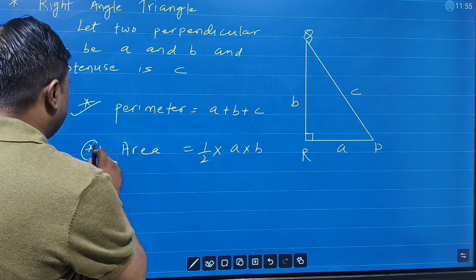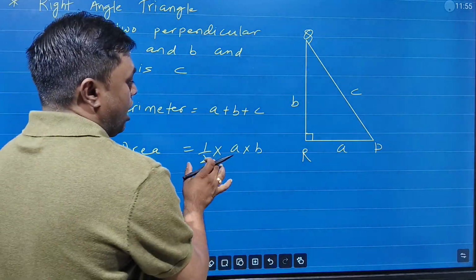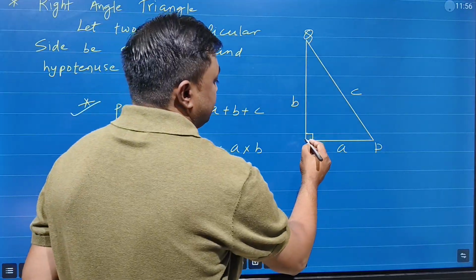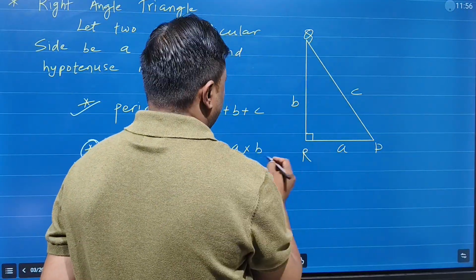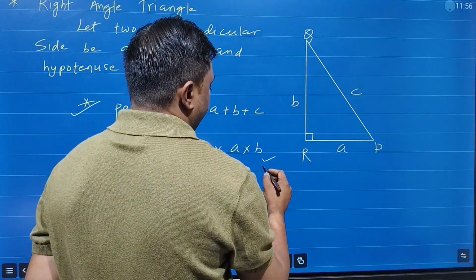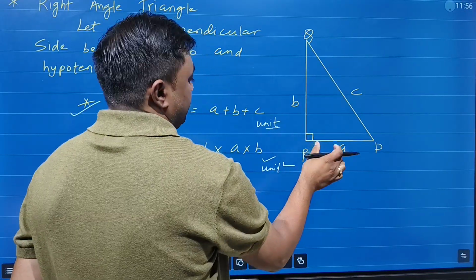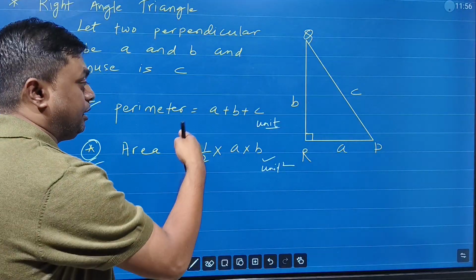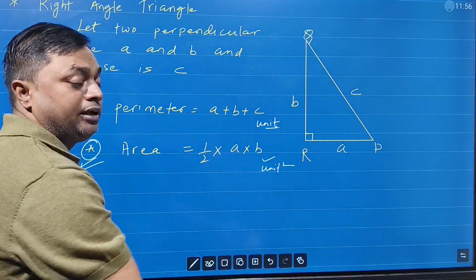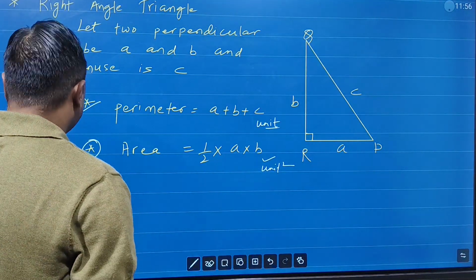Okay. And when we talk about the area of this, it is half into base into height. So if you consider this as a base, this will be the height. So half into A into B. Unit will be unit square, and perimeter will be in unit. It means if A, B, C are in centimeter, perimeter will be in centimeter, and area will be in centimeter square. Am I clear?